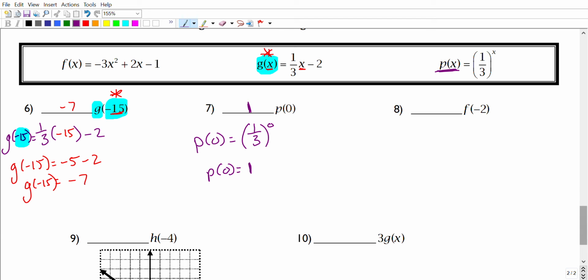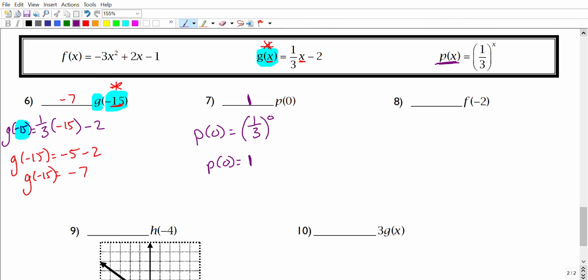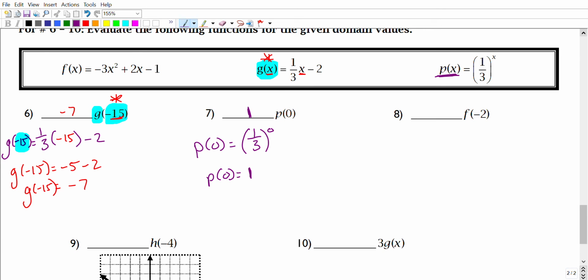Okay? All right, this next one, we are doing f of negative 2. And actually, since that one is very similar to number 6, I'm going to have you try it out on your own. So go ahead and pause the video right now and try that one out.